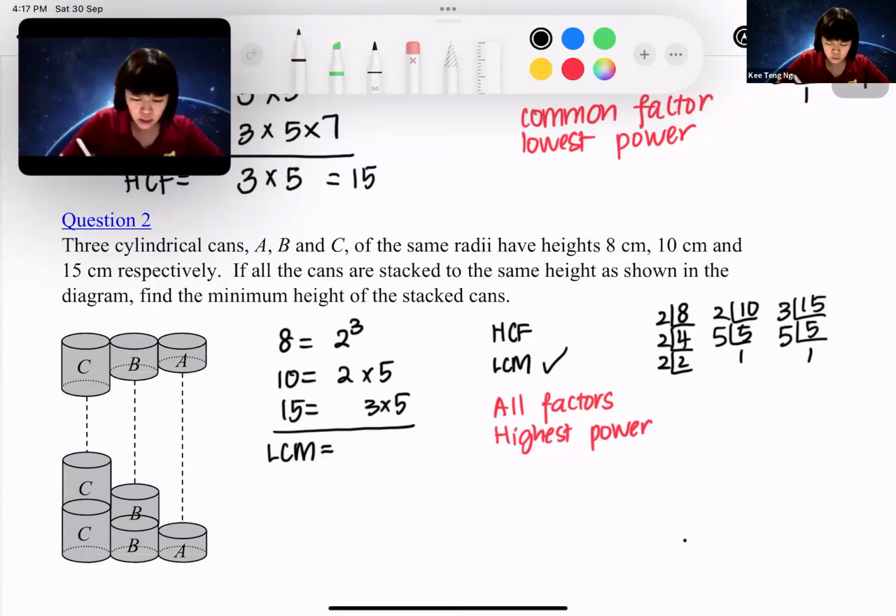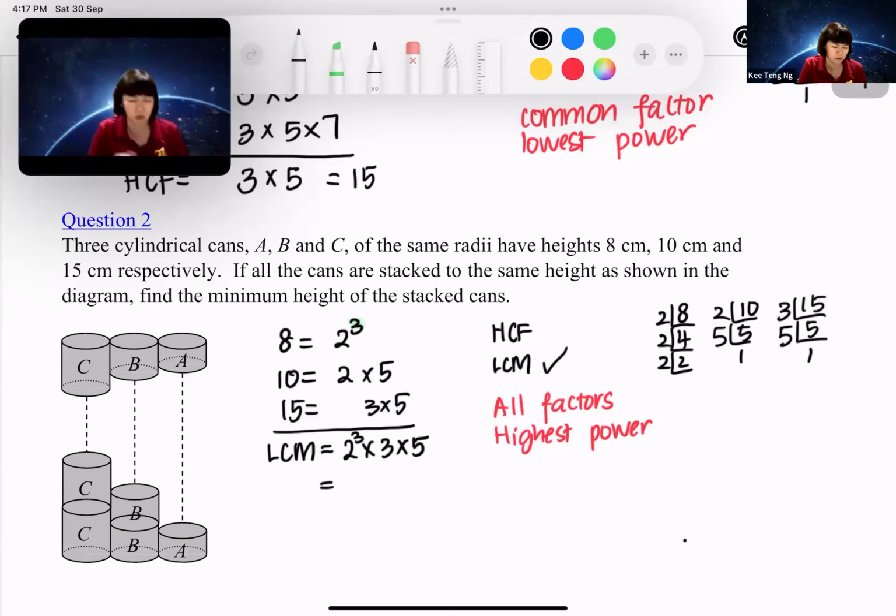Right? So to choose the highest power, choose all the factors first. So I need a 2, a 3, and a 5. But there's 2 cubed and 2, so I choose the one with 2 cubed. 3 on its own, 5 on its own. But then they want the height, right?